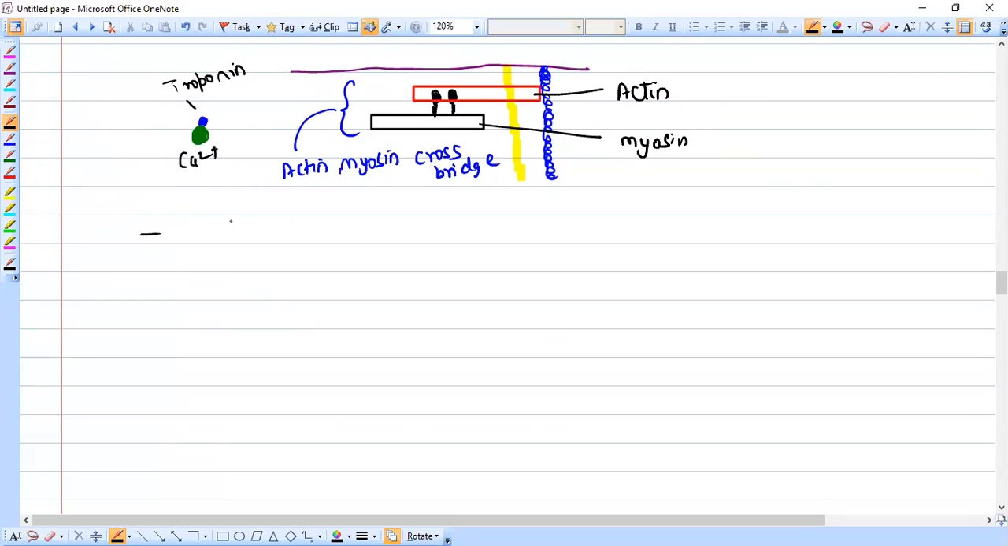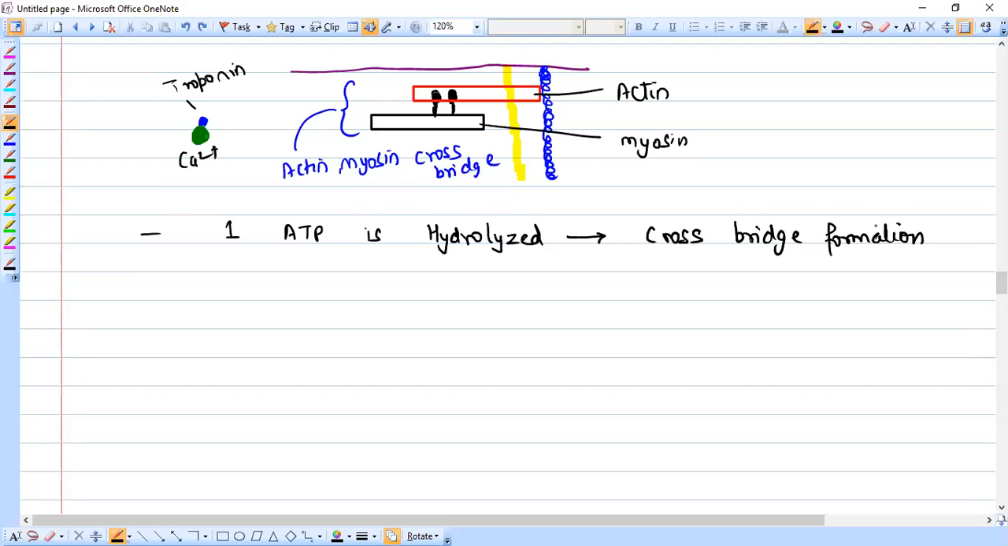So after this, what happens? One ATP is hydrolyzed. Why? Because on the head there is the ATPase enzyme, and that will break it. Now since one ATP is hydrolyzed, there is formation of the cross bridge. This cross bridge formation will lead to the power stroke. What is the power stroke? The head will try to pull the actin towards the inside.